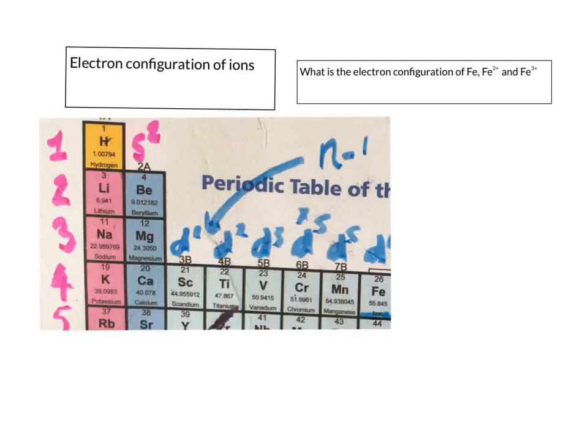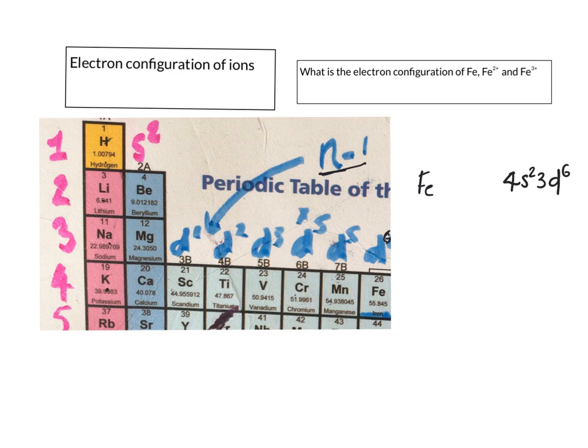So we can see that iron is here in the d6 group, and it's in the 4th energy level, but remember for the d block we need to take 1 from the period number, so it's 3d. And therefore we know that iron is going to end up with the electron configuration 4s2 3d6. That is the iron atom.